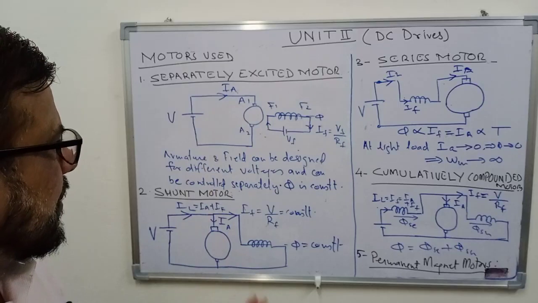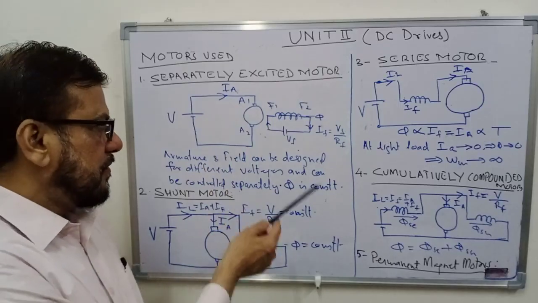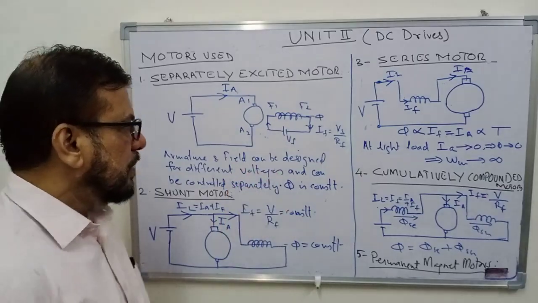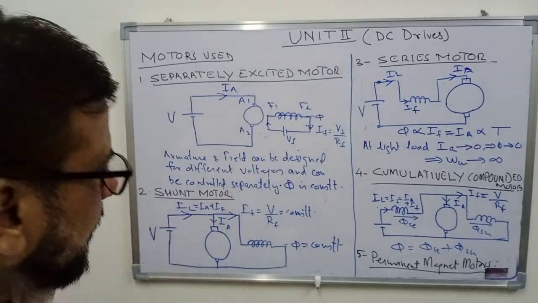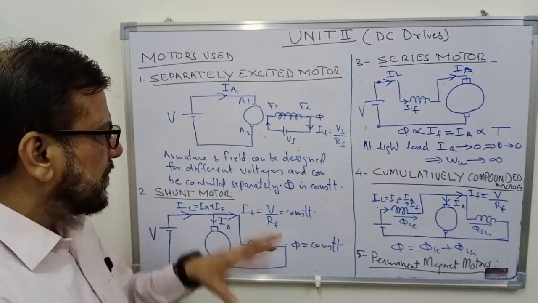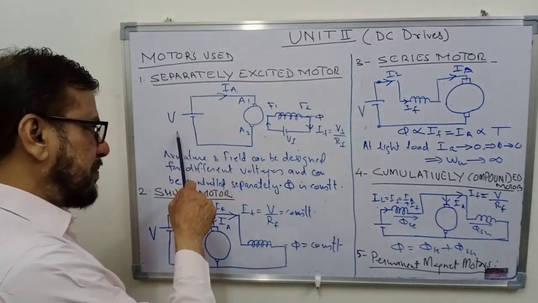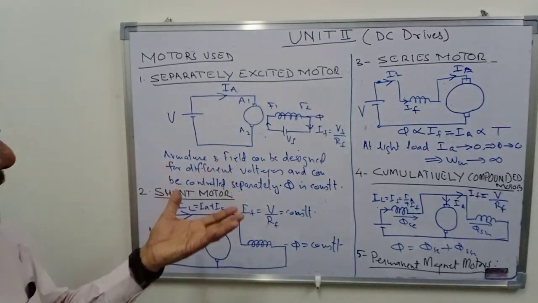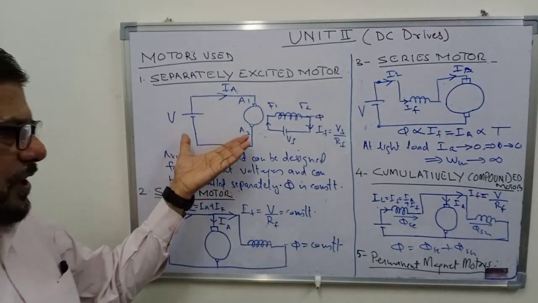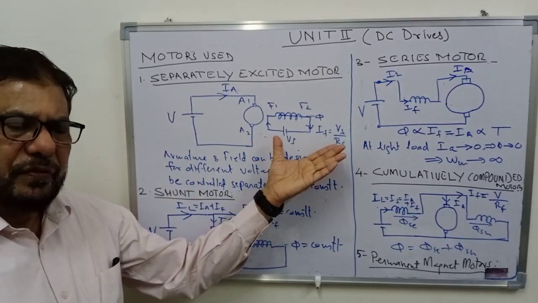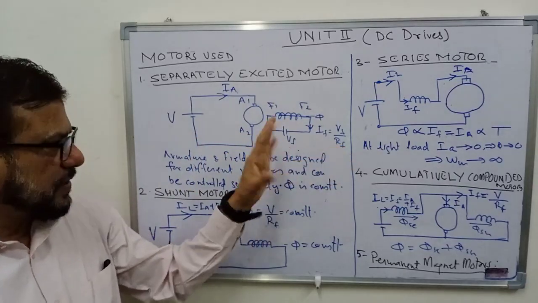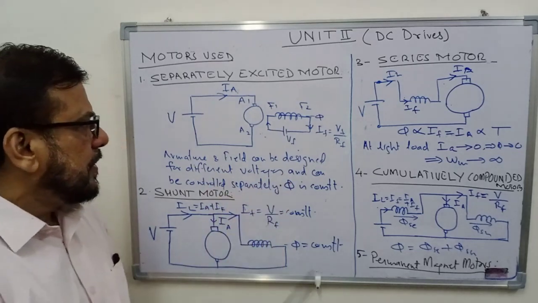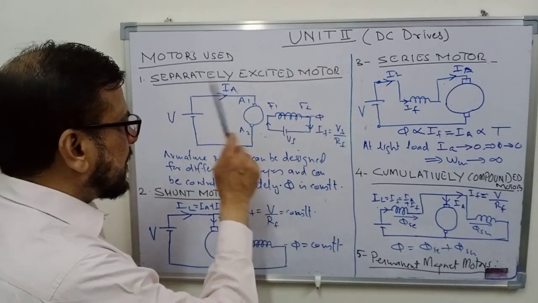As the name suggests, you have separate excitation for armature and field. So this is armature, this is field. Both are given separate voltages. When they are separate circuits, you can have different voltages for armature as well as field. So you may design a motor with 230 volt armature circuit and 150 volt field circuit. This is possible, and both can be controlled separately so that you can vary the field current keeping the armature voltage constant.